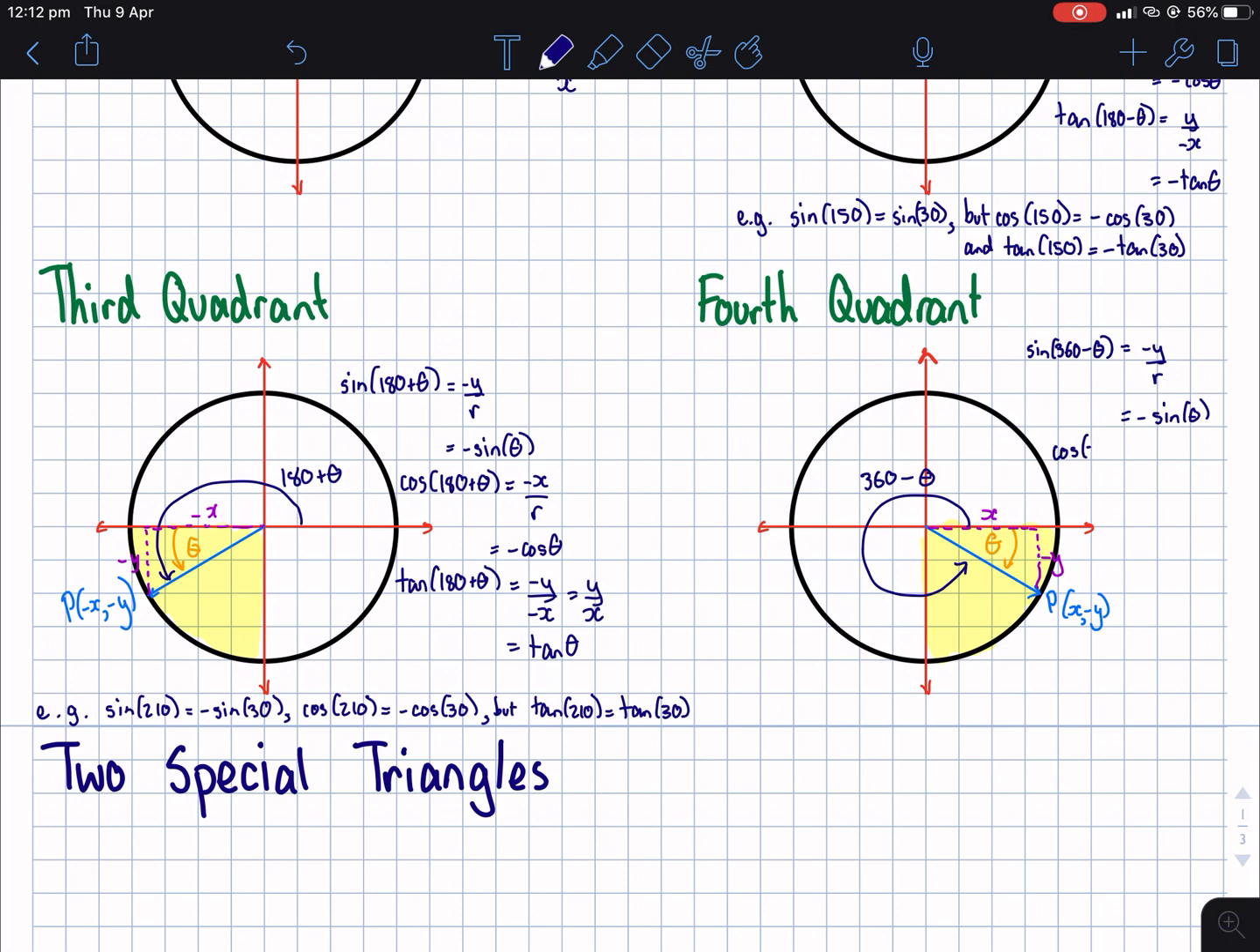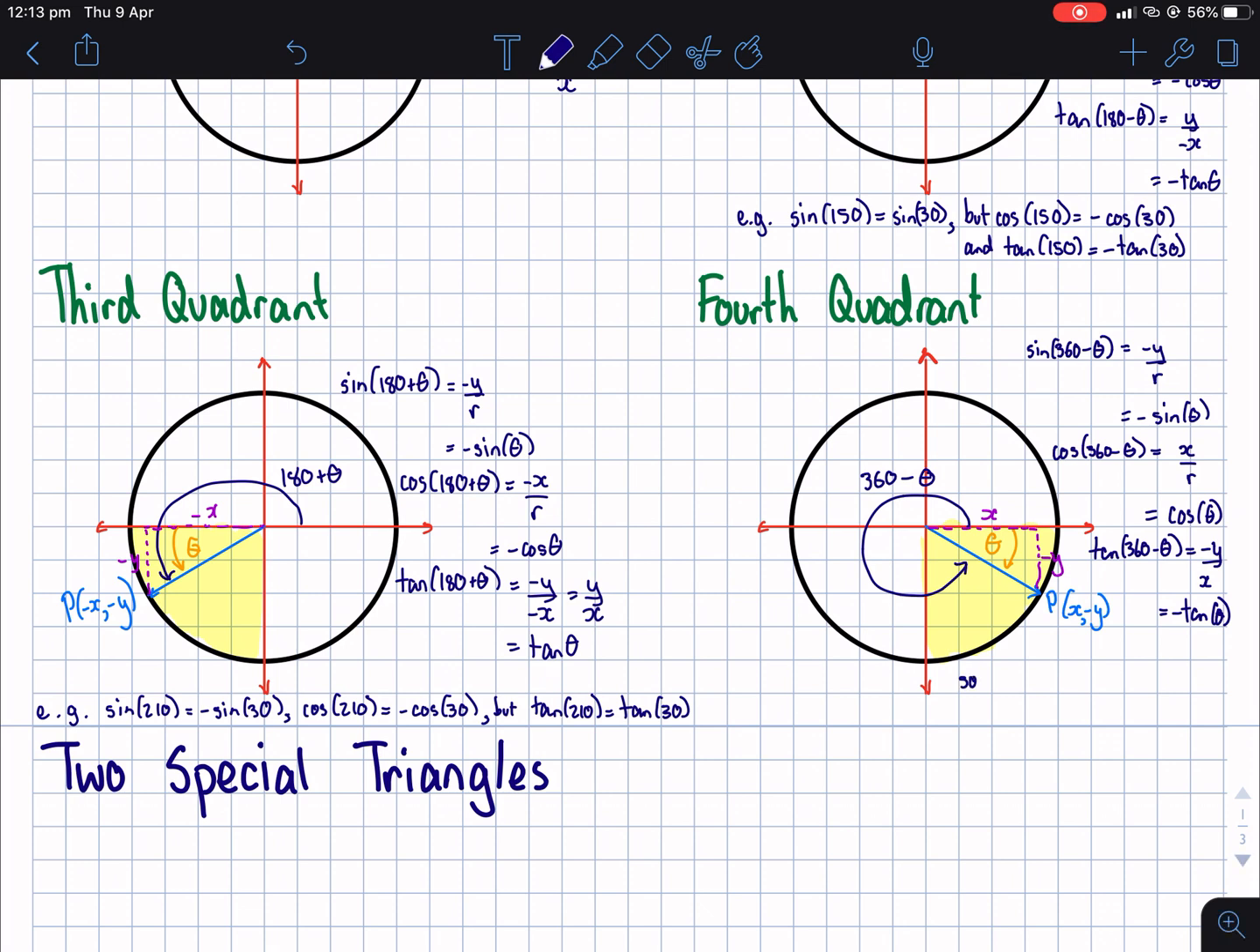Cos of 360 take theta equals x over r, which is positive cos theta. And tan of 360 take theta equals negative y over positive x, which is negative tan theta.